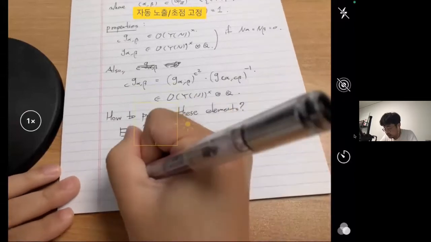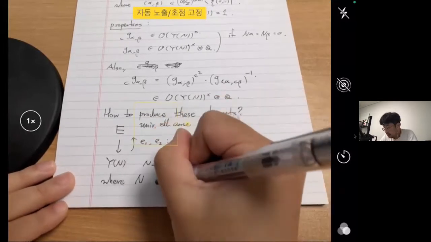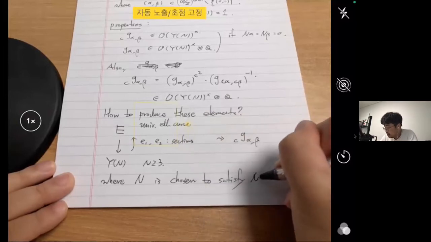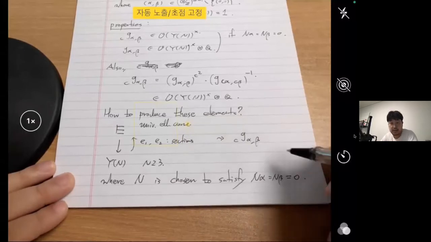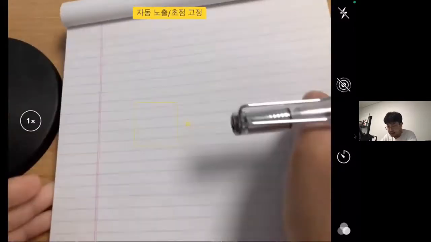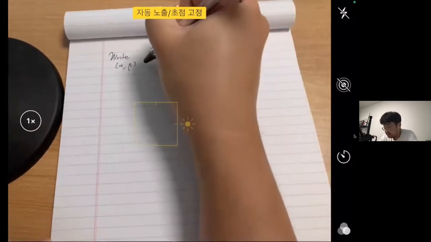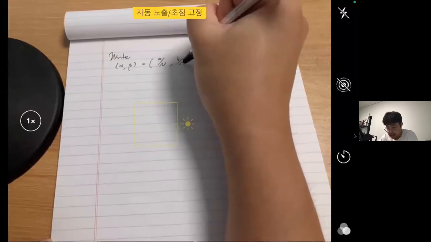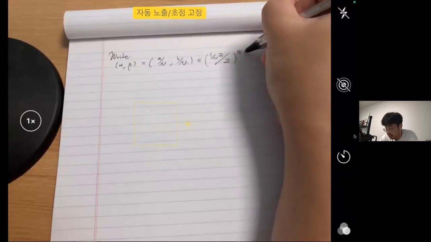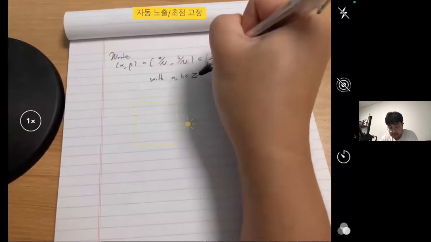So we choose n satisfying that n alpha and n beta are 0. N is chosen to satisfy this. Then we can write alpha beta as A over n and B over n, which lies in the 1 over n Z quotient by Z, like this, with A, B now integers.